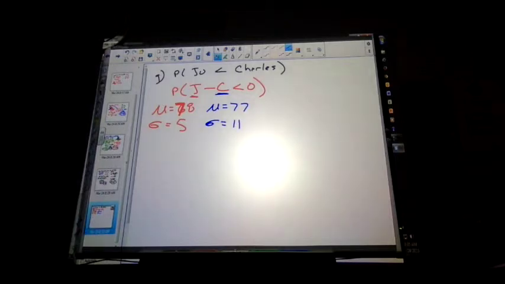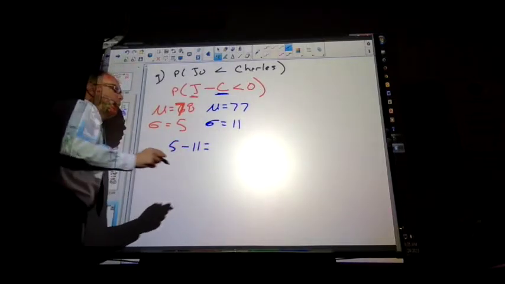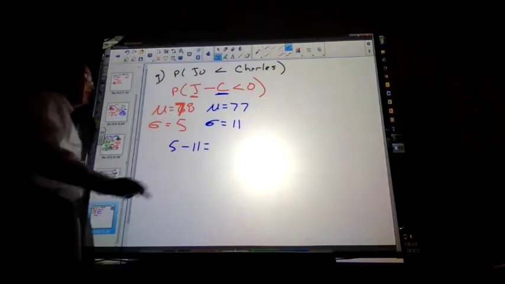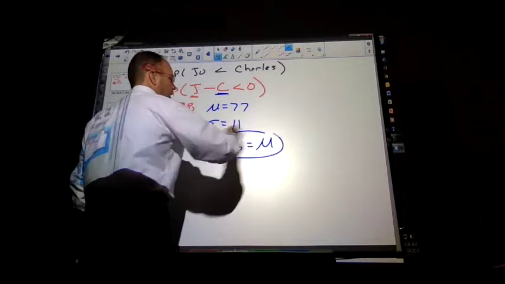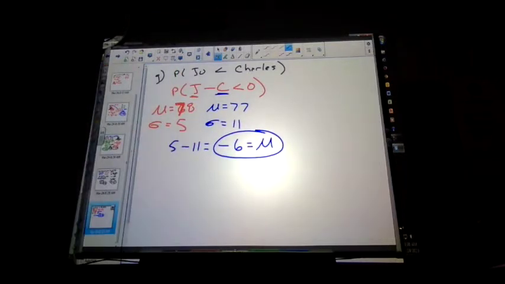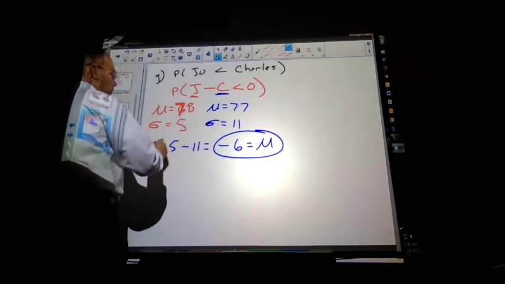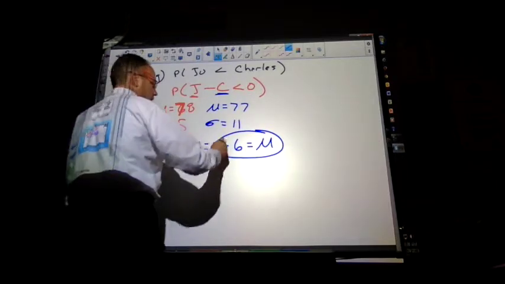Okay? We're subtracting these two now from each other. So I'm going to subtract the averages. So I'm going to go 5 minus 11, which is going to give me what? -6. So this is my new average. Okay, as far as the math problem goes. That's standard deviation. Oh, why did I do that? 78 minus 77, which is possible.